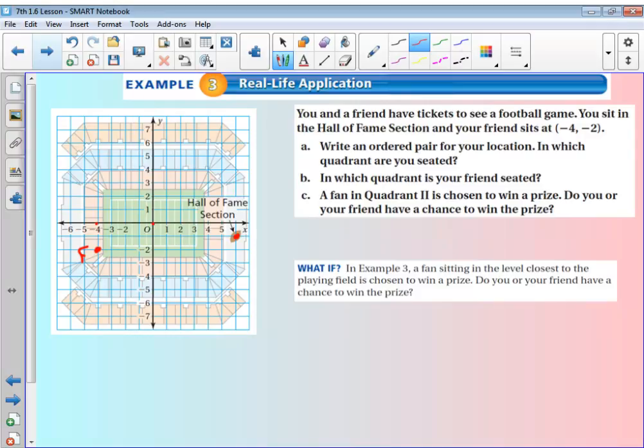It says, write an ordered pair for your location. In which quadrant are you seated? So this is me right here, or us, where we're sitting, and we need the coordinates of that. So we're going to go over and then up or down. So here it looks like we go over. There's no number there, but it comes after 5, so that would be a 6. And then we ended up going down 1, so that's -1. So there's our coordinates. And it also says, what quadrant are you seated? So remember, we start 1, 2, 3, 4. So it looks like we're in 4.